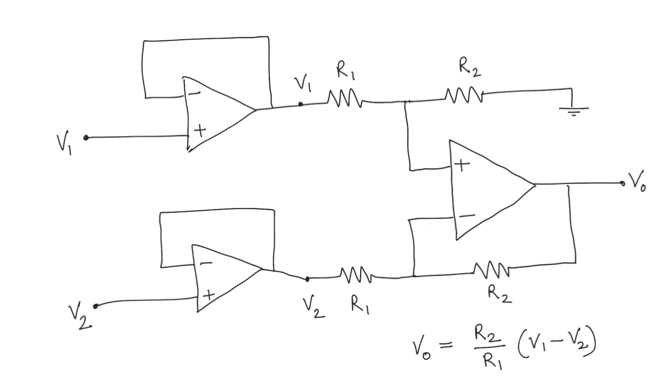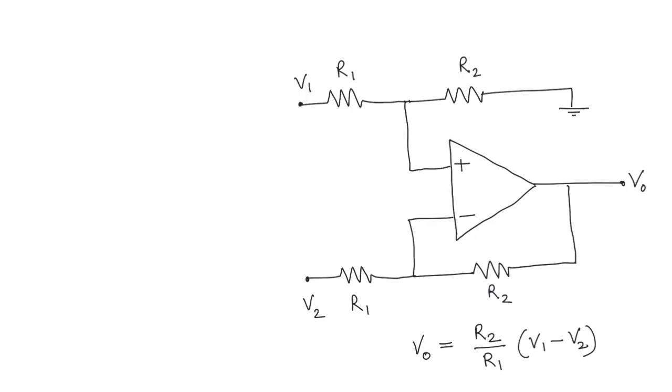But there's another issue here. That issue is related to the fact that for the output to be a difference of V1 and V2, the value of this resistance R1 and this resistance has to be exactly the same, and the value of the R2s should be exactly the same. Let's look at that issue in the next slide.